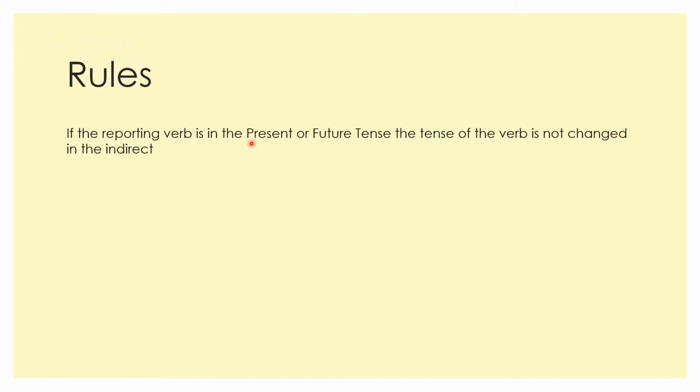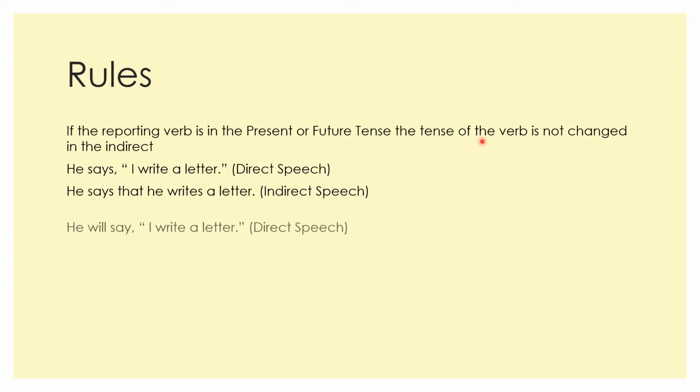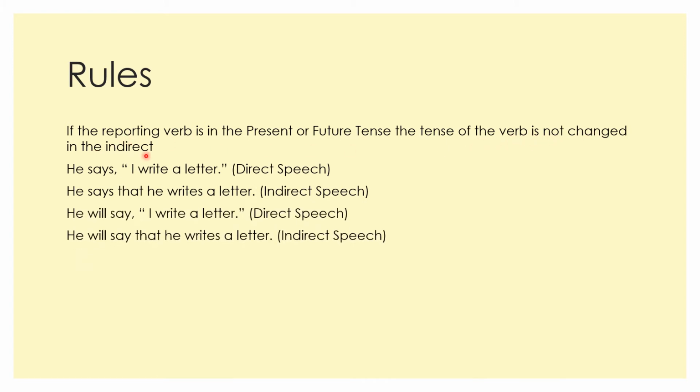If the reporting verb is in the present or future tense, the tense of the verb is not changed in the indirect speech. Look at this sentence now. He says, I write a letter. The reporting verb here is says. It is in the present tense. So if the reporting verb is in the present tense, then the tense of the verb is not changed in the indirect. So write has become writes. So it is the same tense. I write a letter, which is in the simple present. Even in the indirect, the tense has not changed. It has remained in the simple present tense only.